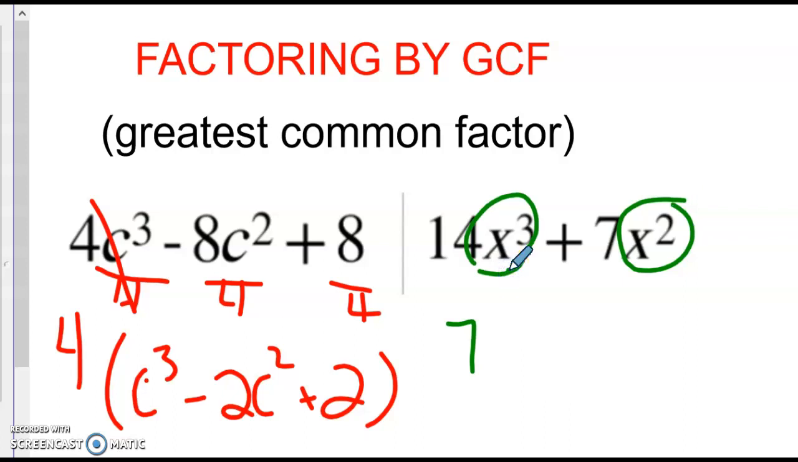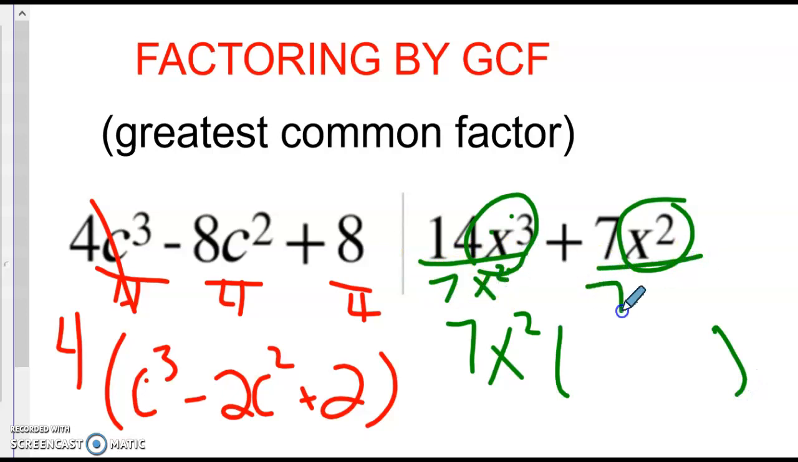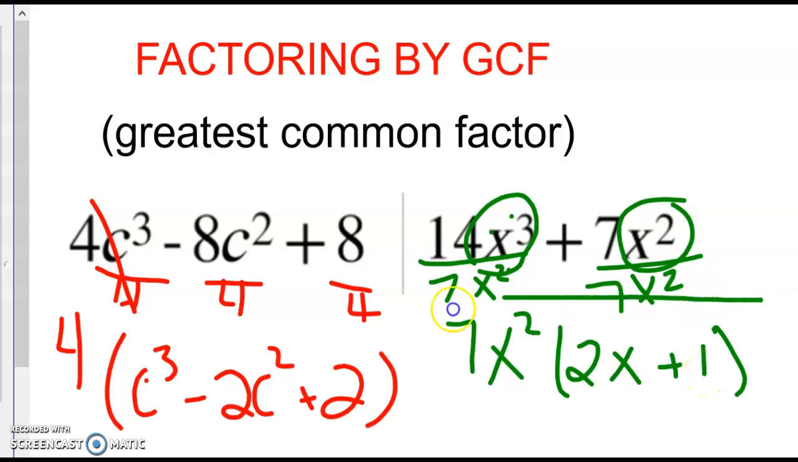Here, 14x cubed has 3 x's. Here, 7x squared only has 2. So how many do they have in common? They only have 2 in common, so I could pull 2 out. So I'm going to pull a 7x squared out, and I'm going to divide. So 14x cubed divided by 7x squared. Well, 14 divided by 7 is 2. X cubed divided by x squared, I subtract the exponents and I get x. And here, 7x squared divided by 7x squared is just 1. So here is my answer.